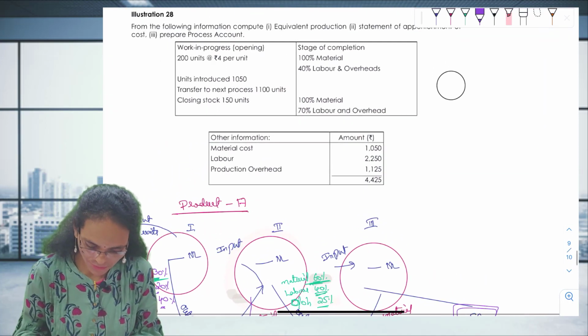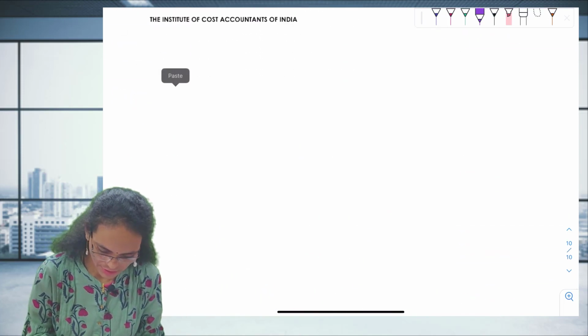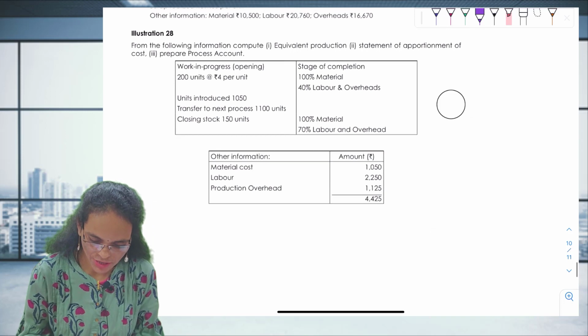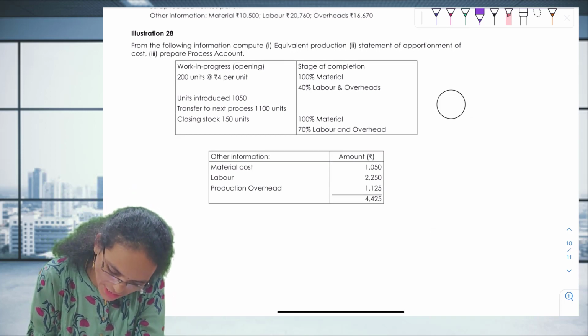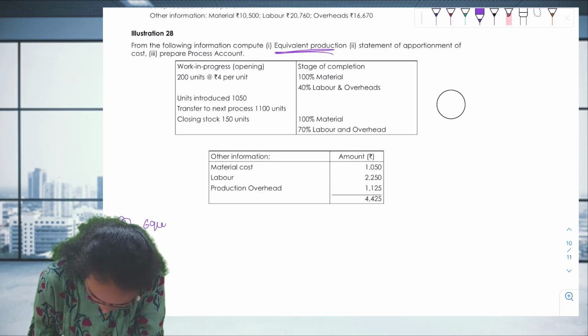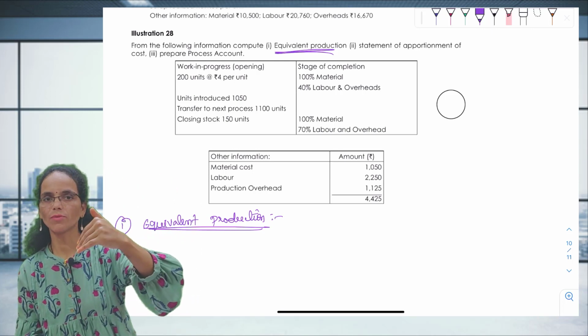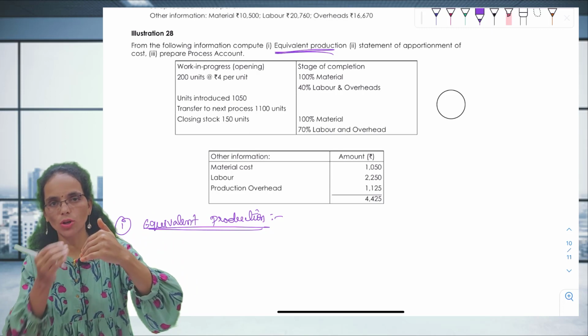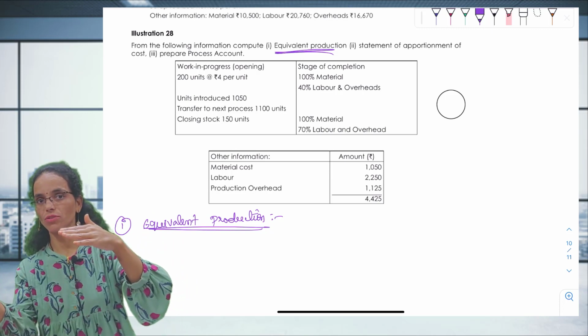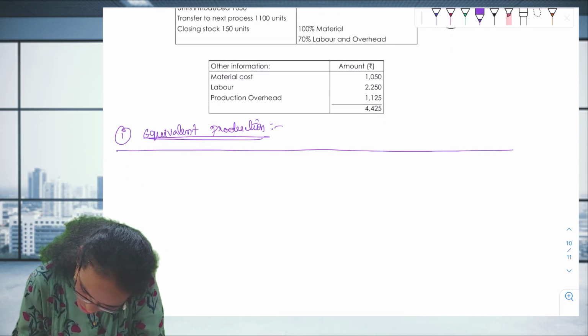See, this is a problem. I'll do one thing, I'll copy paste this question somewhere else. This is a question. First, what he is asking us to find out is to calculate the equivalent production. If it is an equivalent production, we need to check how many units have been transferred from the previous year, how many units we have in the closing stock, and how many units have been transferred to the next process. So here, draw the ledger.